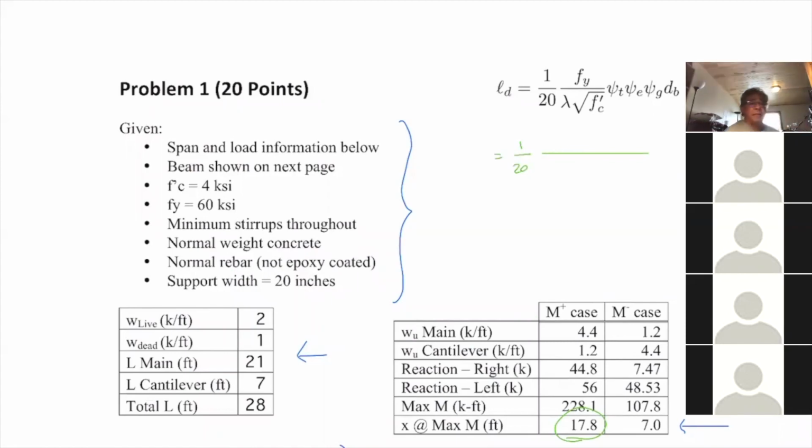Lambda is lightweight concrete. Normal weight concrete, so it's 1. Fy is 60 KSI, but this equation is in PSI. The reason this equation is in PSI is because it has a square root of F prime C, so you cannot put 4. It has to be 4,000.